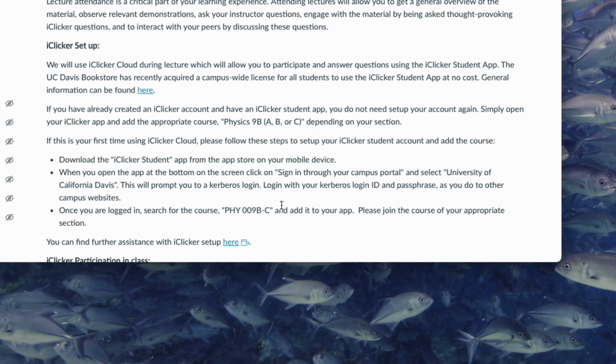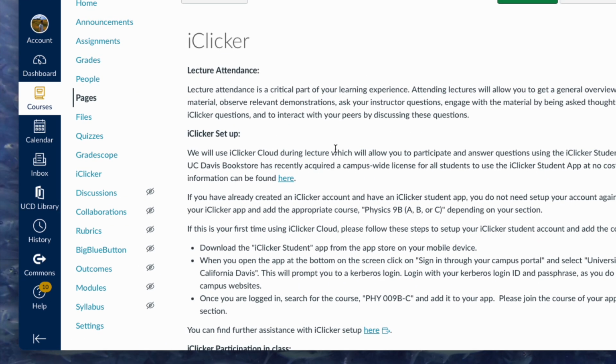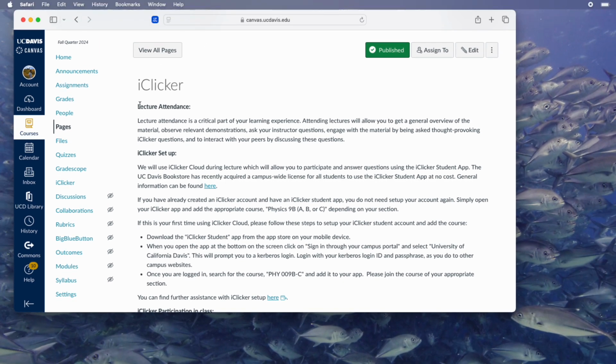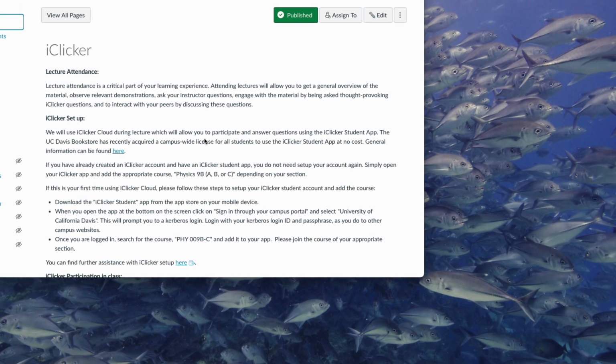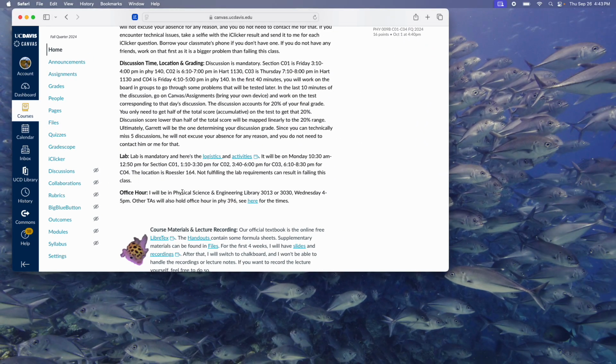Okay, so 5% iClicker. You only need to respond on iClicker to get credit. It's not graded on correctness. You do have to respond to 70% of all the iClicker questions for the entire quarter to get those 5%. So you can miss a couple of lectures, it's fine. So that is 5% iClicker.